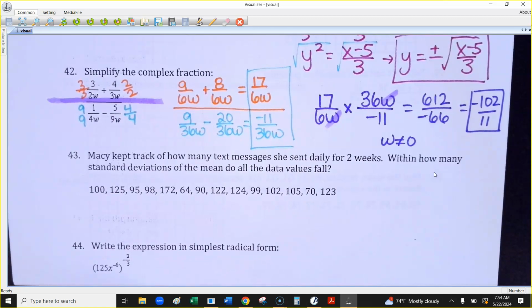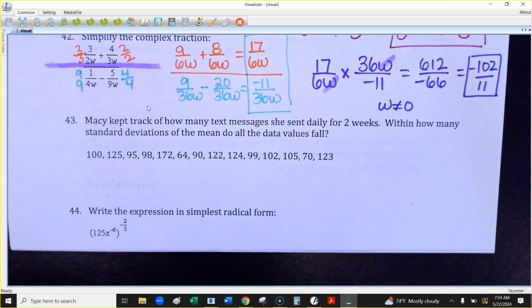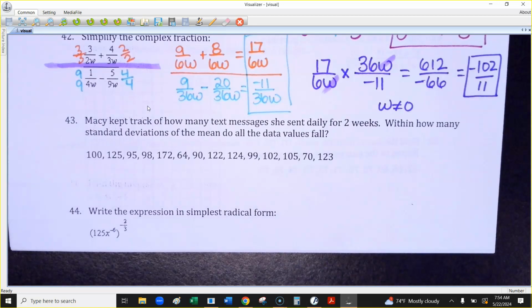All right, what does this say? Macy kept track of how many text messages she sent daily for 2 weeks. Within how many standard deviations of the mean do all the data values fall? Okay, so we definitely don't want to do this by hand, right? We want to use the calculator to do it. So I might jot down how to do this real quick.